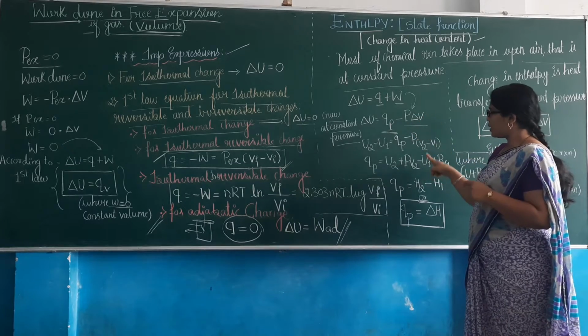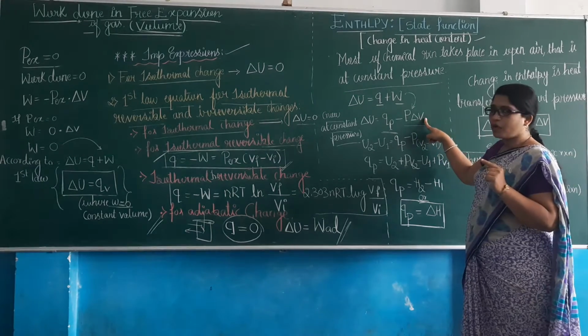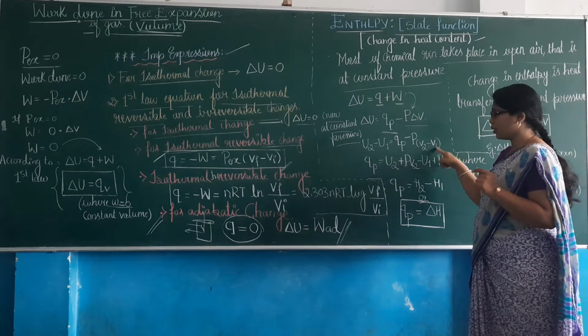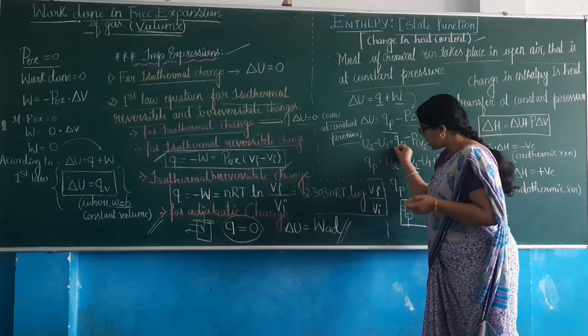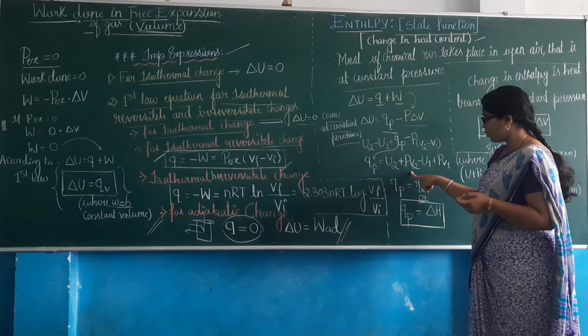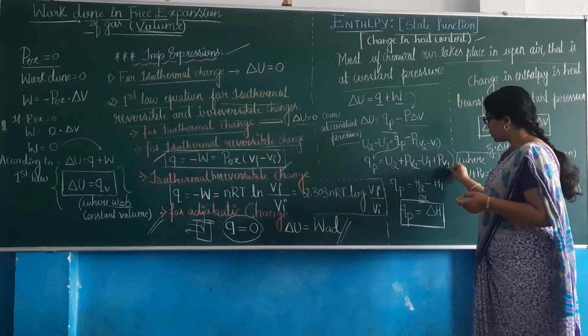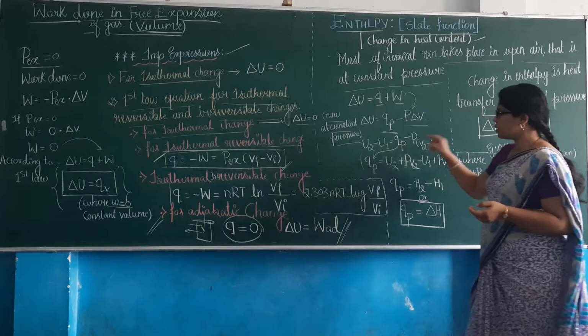P delta V indicates change in volume: final volume minus initial volume, V2 minus V1. So take this term to this side, QP. Then it will become U2 plus PV2 minus of U1 plus PV1. So this is a modification we get by using this expression.